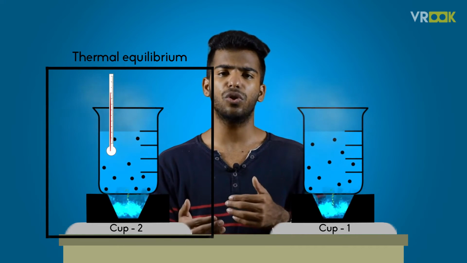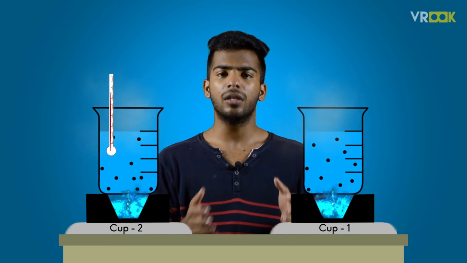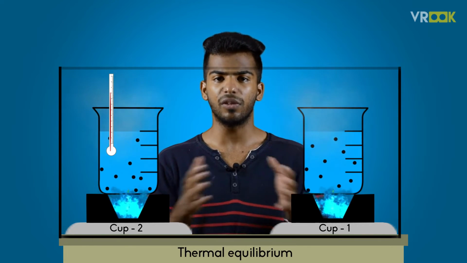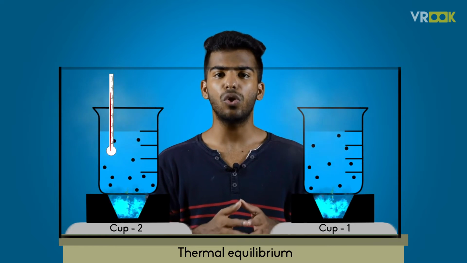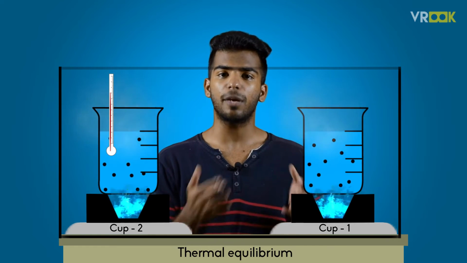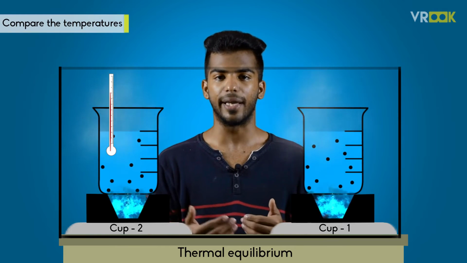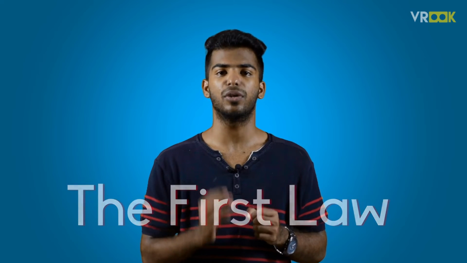Using the logic of the Zeroth law, we can conclude that the two separate cups of boiling water are in thermal equilibrium with each other. The Zeroth law enables us to use thermometers to compare the temperatures of any objects we like. Now, let us move on to the first law of thermodynamics.